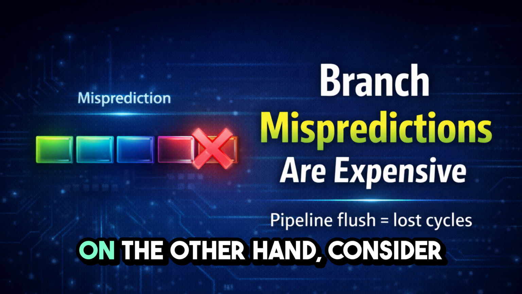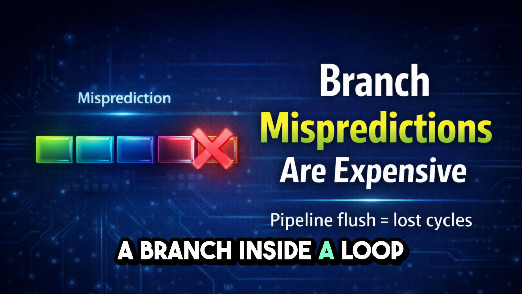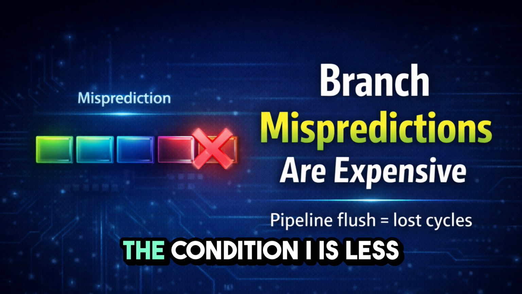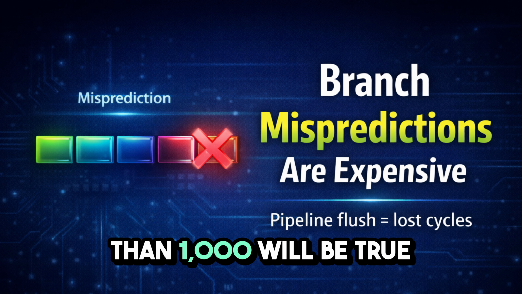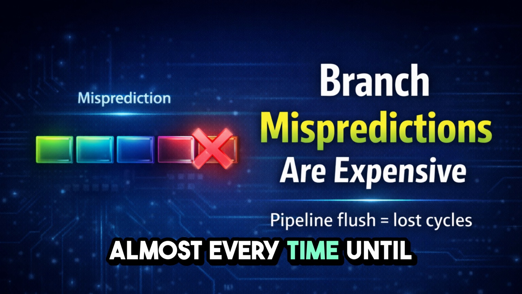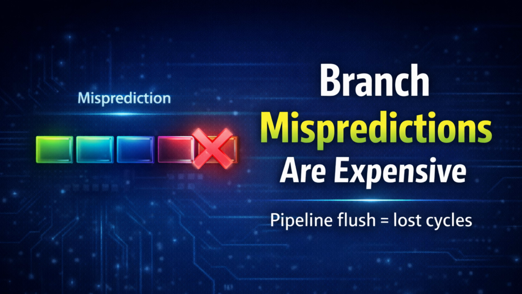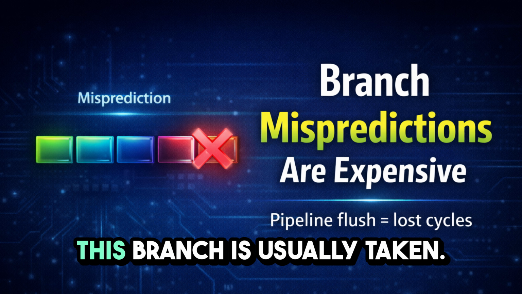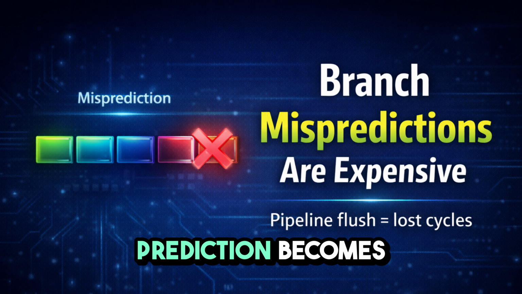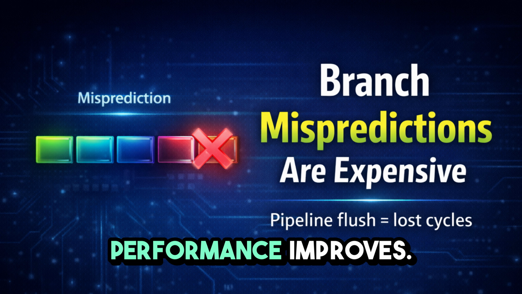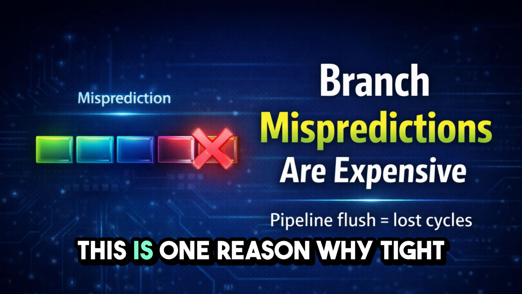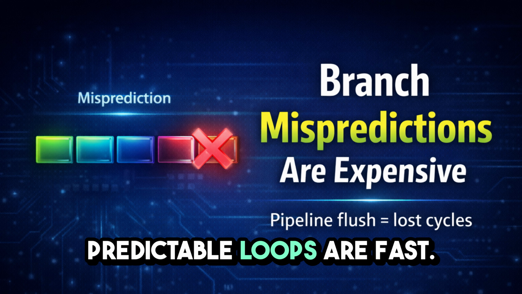Performance drops. On the other hand, consider a branch inside a loop that runs 1,000 times. The condition i < 1000 will be true almost every time until the final iteration. The CPU quickly learns that this branch is usually taken. Prediction becomes highly accurate. Performance improves. This is one reason why tight, predictable loops are fast.